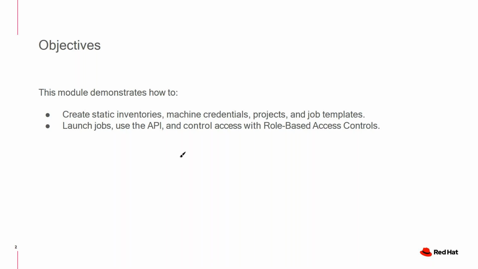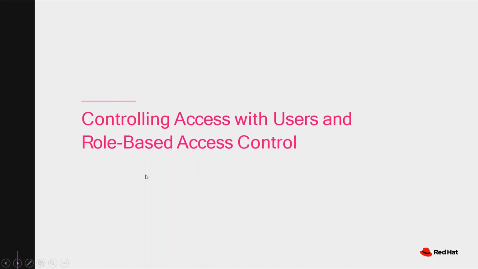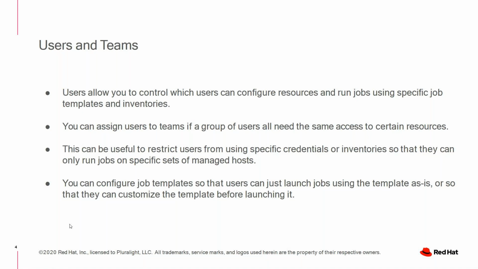In this module, I want to discuss creating static inventories, machine credentials, projects, and job templates. Then launching jobs, using the API, application programming interface, and controlling access with role-based access control. Controlling access with users and role-based control, I want to discuss here. These are all the key points related to users and teams.